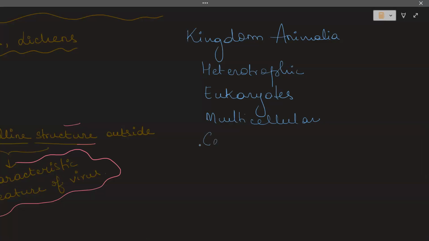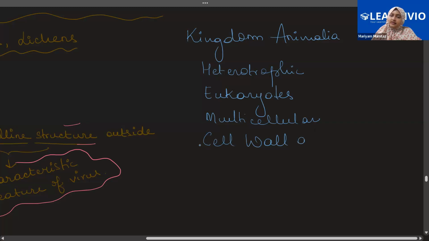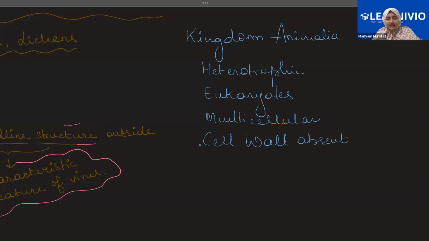Now the cell wall is absent, meaning it's not there. 100% the cell wall will be absent. Now tell me one more thing. What do you think will their digestion be like? How do they eat? First of all, tell me the reserve food material of animals.